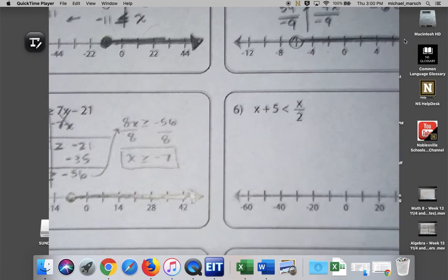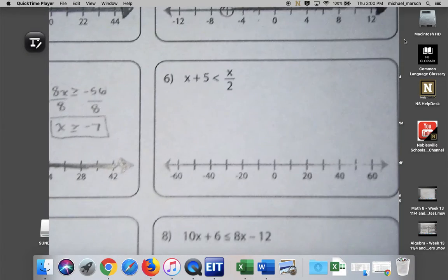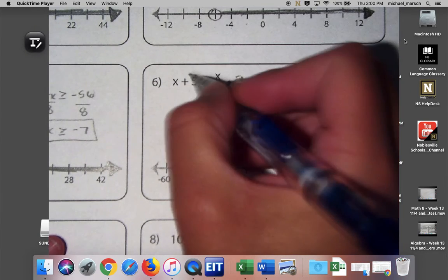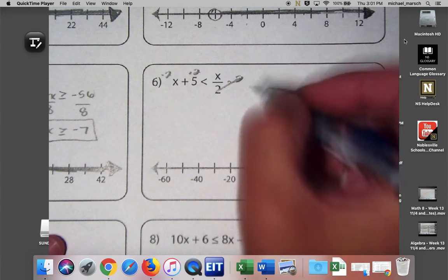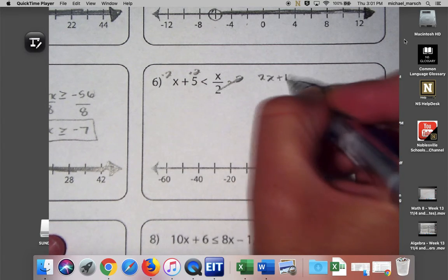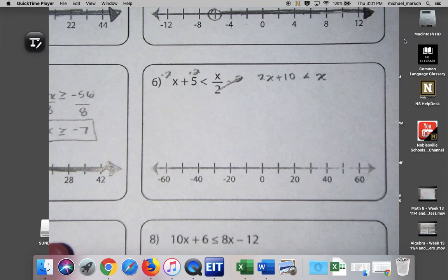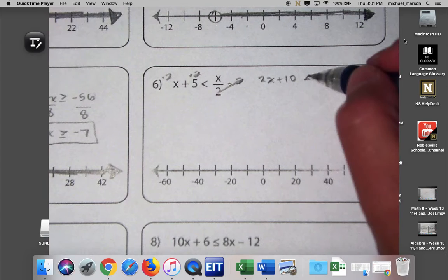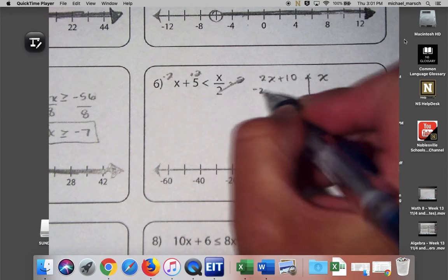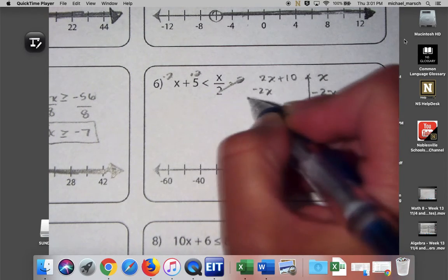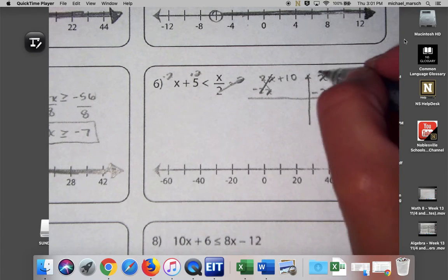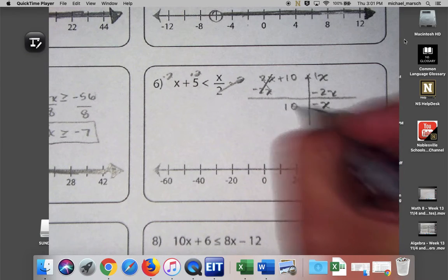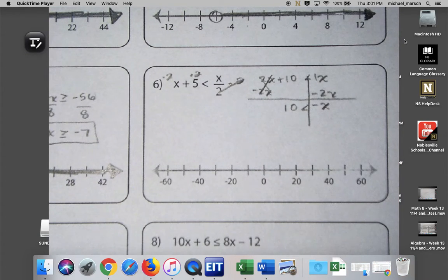All right, number 6. I have a fraction here, so I'm going to multiply everything times 2. So I'm going to get 2x plus 10 is less than x. Subtract 2x from both sides. And remember there's that secret 1 there, so 1 minus 2 gives me negative x. 10 is less than negative x.